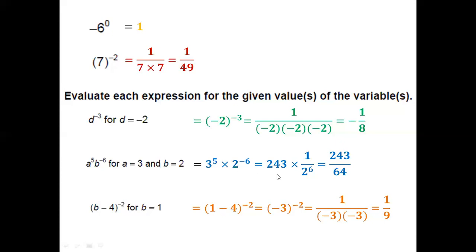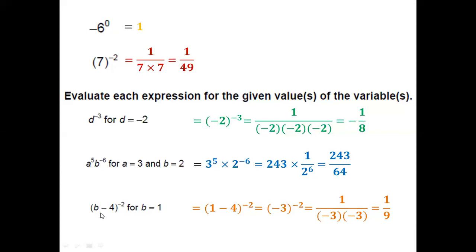3 multiplied 5 times will give you 243, multiplied by 1 over 2 to the power of 6. Now 2 to the power of 6 will give you 64. I have just multiplied here. 243 multiplied by 1 will give you 243 over 64. Now, if you further simplify it, you will get a mixed number that's going to be 3 and a fractional form, 3 over something, 64. So either you can leave it as an improper fraction, or if you want, you can write it in a proper mixed form, but this is fine as well.